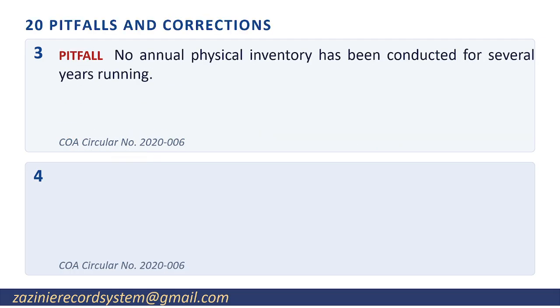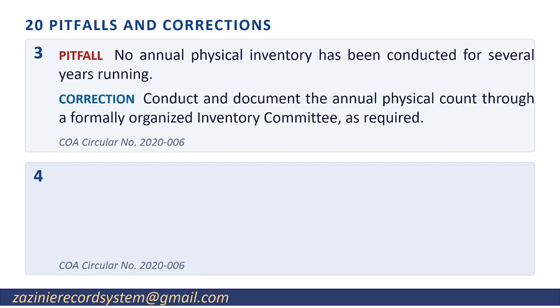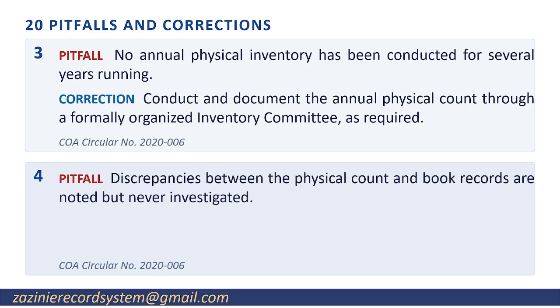20 pitfalls and corrections. Number 3. Pitfall: No annual physical inventory has been conducted for several years running. Correction: Conduct and document the annual physical count through a formally organized inventory committee, as required.